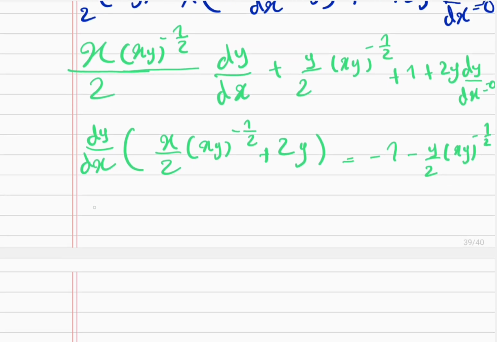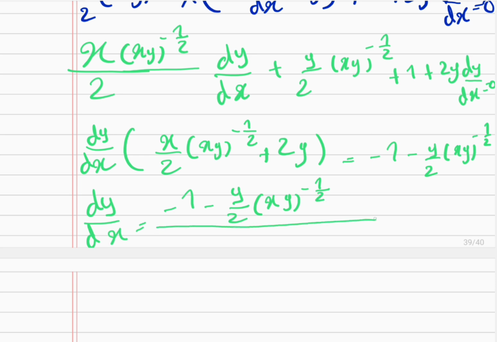And finally, dy/dx is equal to minus 1 minus y over 2 xy to the power of minus a half, over x over 2 xy to the power of minus a half plus 2y. So this one got so messy, but fortunately it's not always like this.